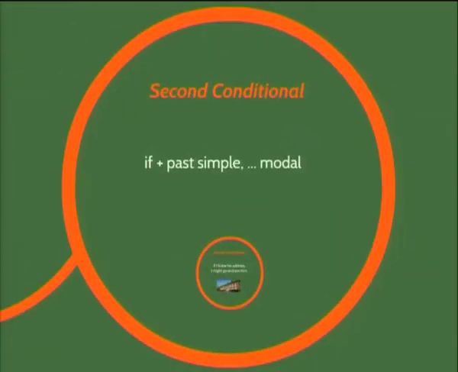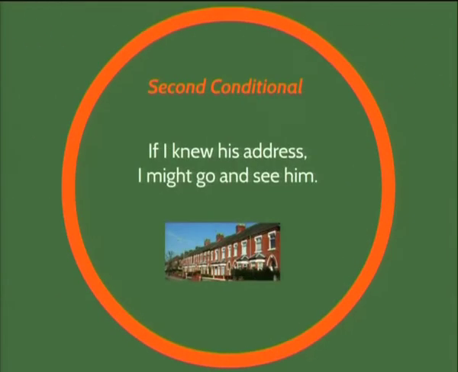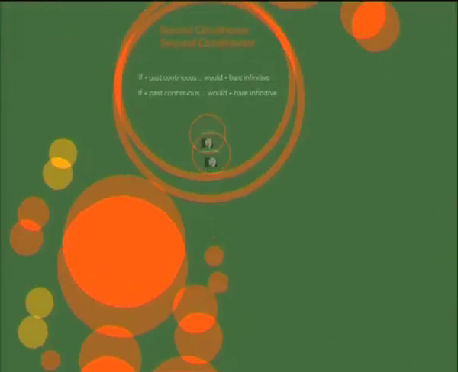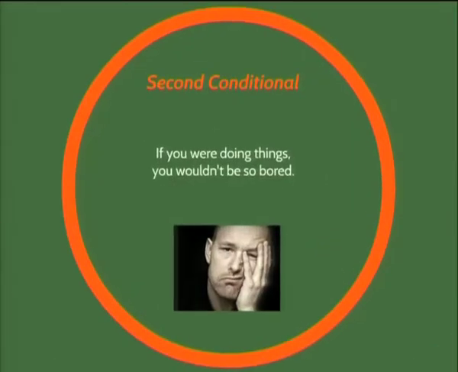You can form the second conditional using if plus past simple and a modal verb in the main clause. If I knew his address, I might go and see him. You can not only use the simple past in the second conditional, but you can also use the past continuous. So you use if plus past continuous in the if clause and would plus bare infinitive in the main clause. For example, if you were doing things, you wouldn't be so bored.